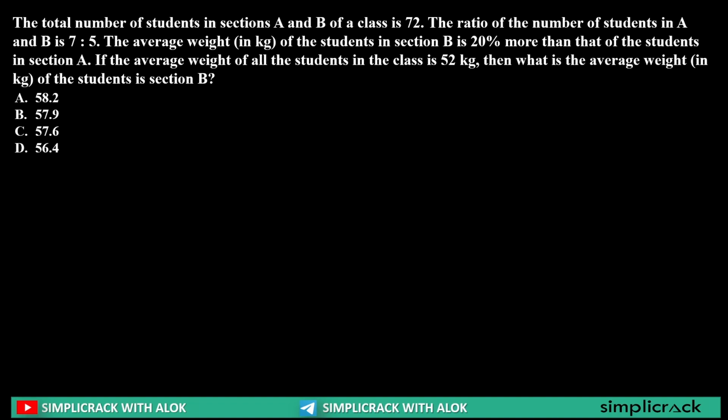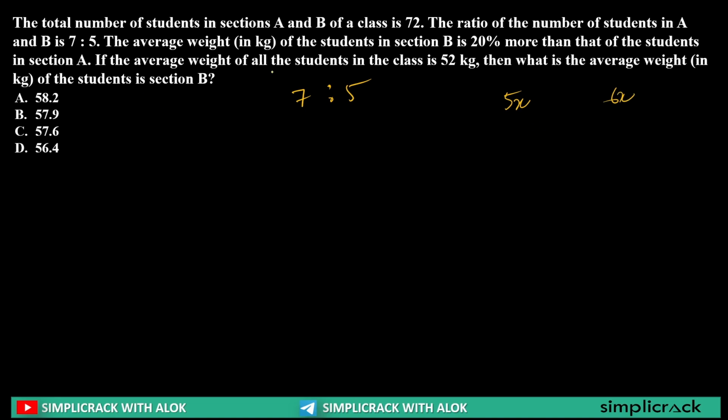Here the total number of students in sections A and B of a class is 72. The ratio of students in A and B is 7:5. The average weight of the students in section B is 20% more than that of students in section A. That means if section A students' weight is 5, section B students' weight will be 6. Let's say it is 5x and 6x.